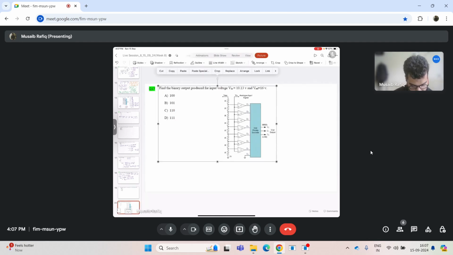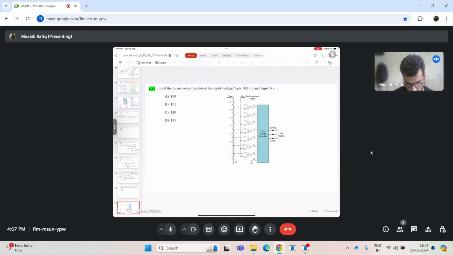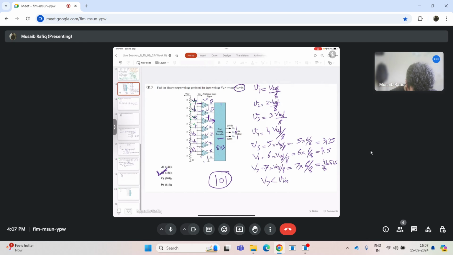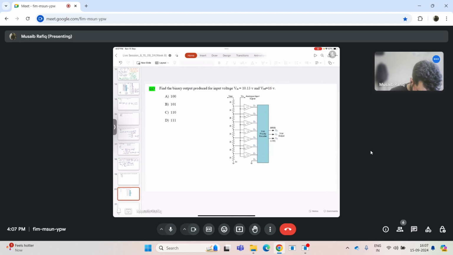Now we have the last question. This is also based on flash type ADC. Again, following a similar notion, we have to find out the output for Vin equal to 10.13 and Vref equal to 16 volts. So here I'll write V7, V6, V5, V4, V3, V2, and V1.